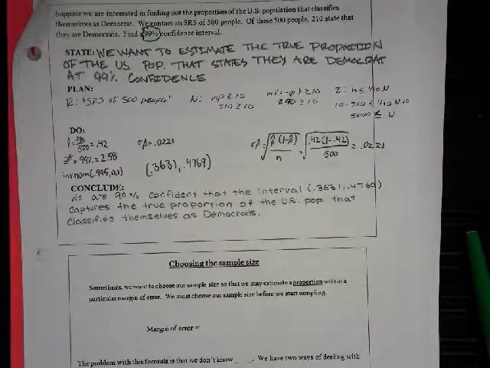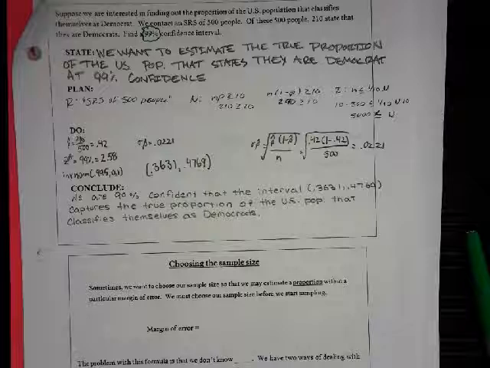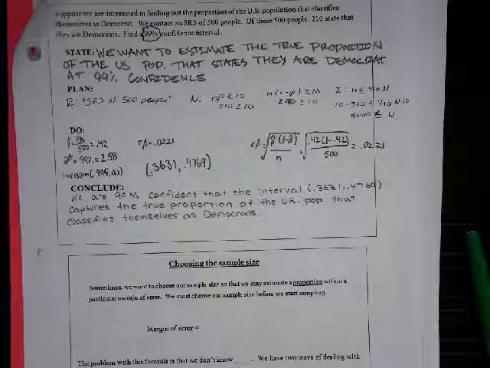Okay. So, in your homework, it may ask you to construct and interpret a confidence interval. That's the state, plan, do, conclude. With the inverse norm thing, the .995, can you demonstrate how to get that again?